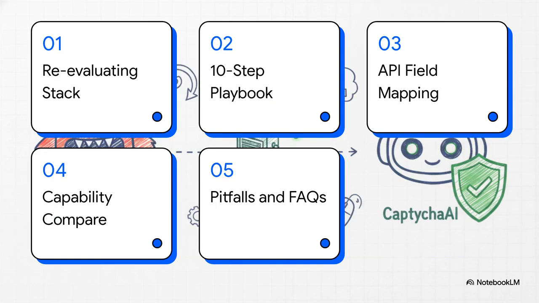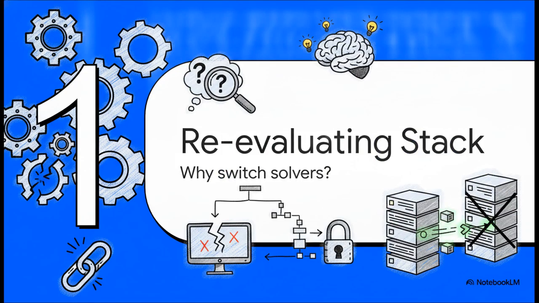So what's the game plan? We're going to break this explainer down into 5 key areas. First, reevaluating your stack. Second, a 10-step playbook. Third, API field mapping details. Fourth, a balanced capability comparison. And finally, pitfalls and FAQs. Let's kick things off with Section 1, Reevaluating Your Stack.